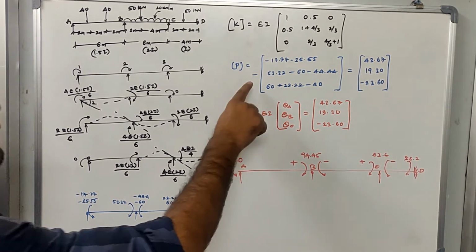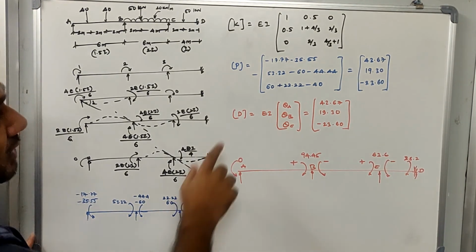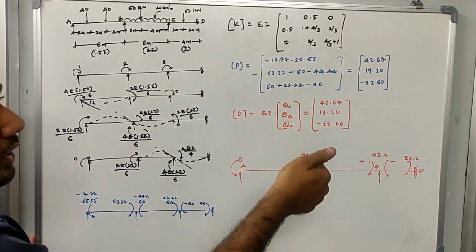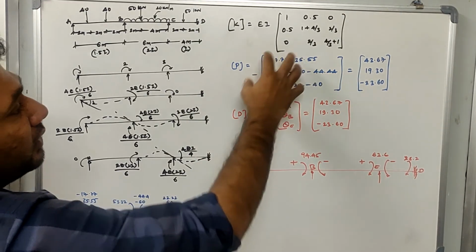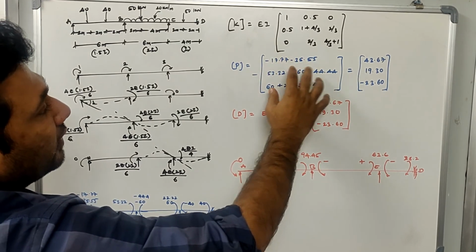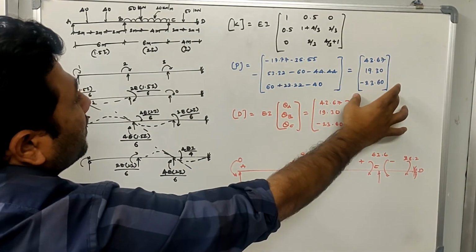As I told you, we have to use the negative symbol here because these are fixed end moments. So only in case of applied moment we'll use it as it is, which is positive. Okay, applying minus over here, we are applying minus to this entire matrix. So this is the matrix which is my force matrix.